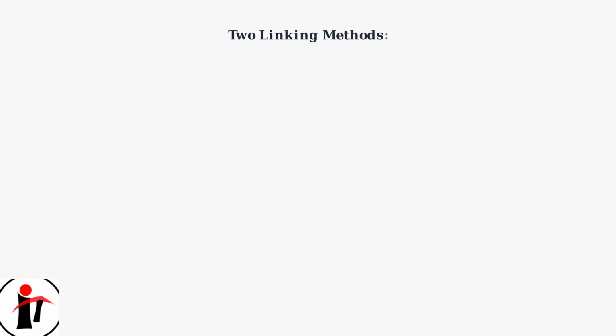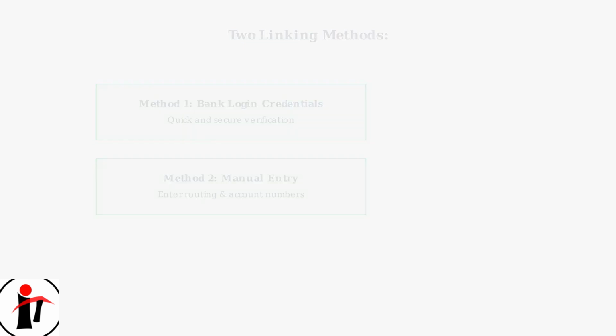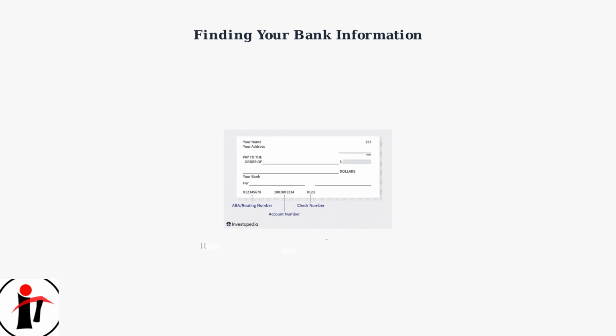Cash App offers two methods to link your bank account. You can either use your online banking login credentials for instant verification or manually enter your account and routing numbers. If you choose manual entry, you'll need your bank's routing number and your account number. These can be found on your checks. The routing number is the first 9 digits, and your account number follows.